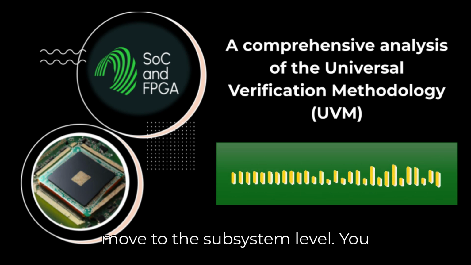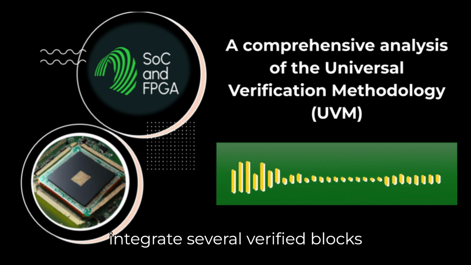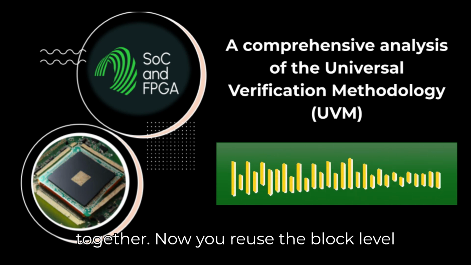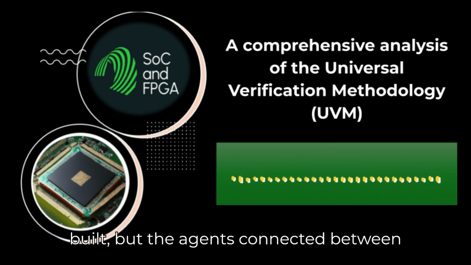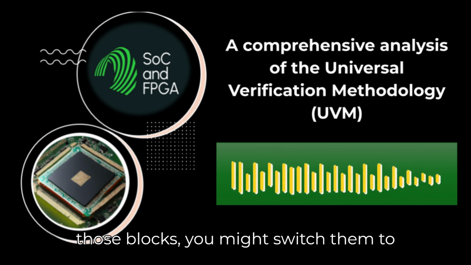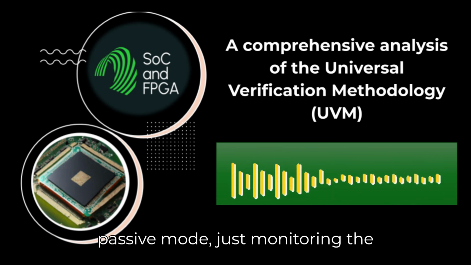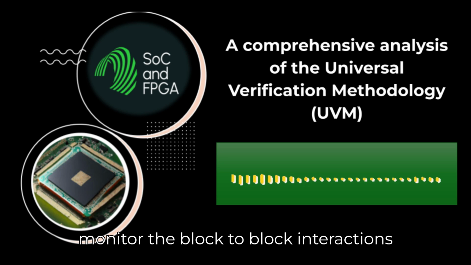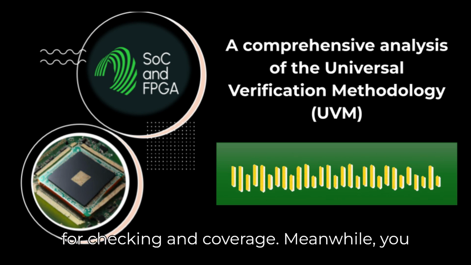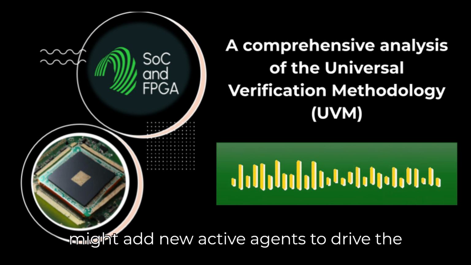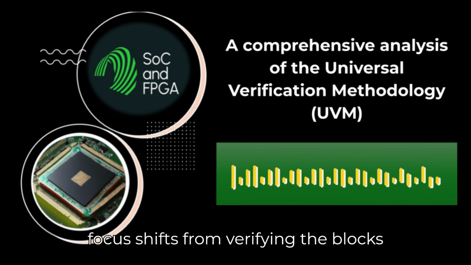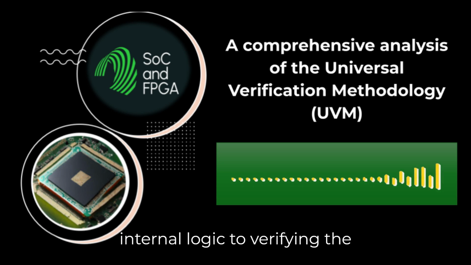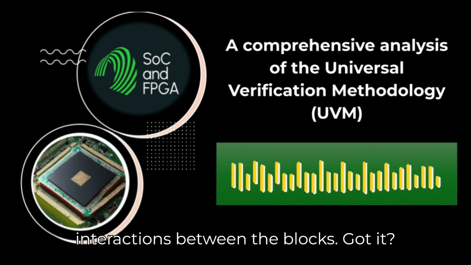Then you move to the subsystem level. You integrate several verified blocks together. Now, you reuse the block-level UVM environments and agents you already built, but the agents connected between those blocks, you might switch them to passive mode. Just monitoring the internal connections. Right, they just monitor the block-to-block interactions for checking and coverage. Meanwhile, you might add new active agents to drive the external interfaces of the subsystem. The focus shifts from verifying the block's internal logic to verifying the interactions between the blocks.